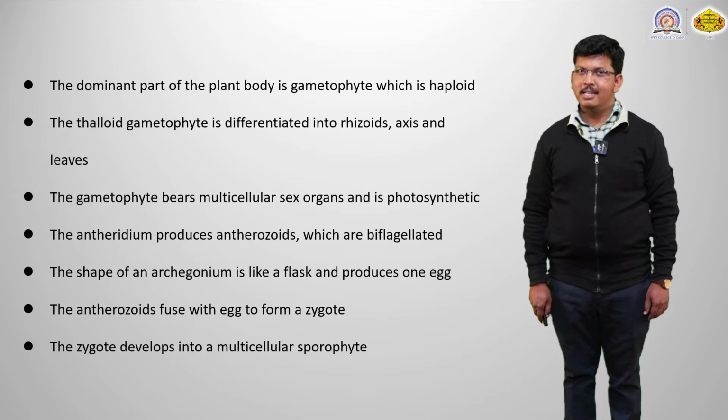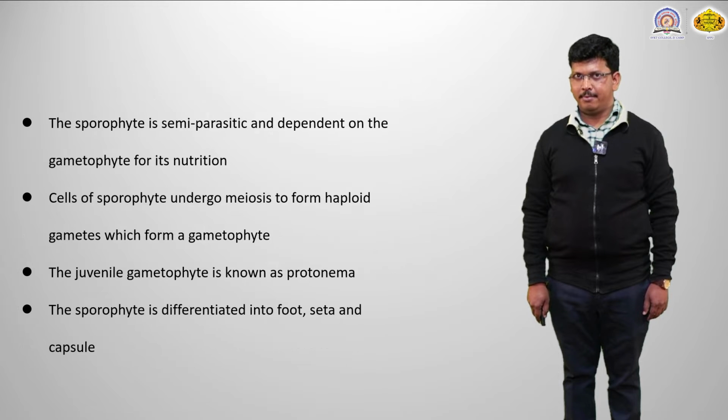So sporophyte is the second stage of the alternation of generation. Here is the alternation of generation, coming from gametophyte to sporophyte.